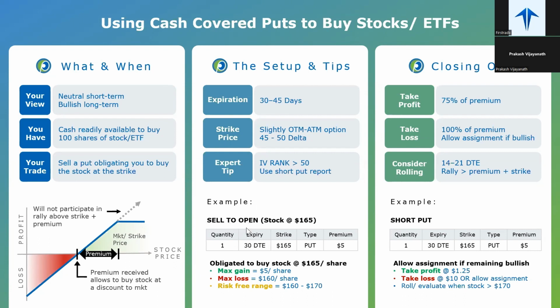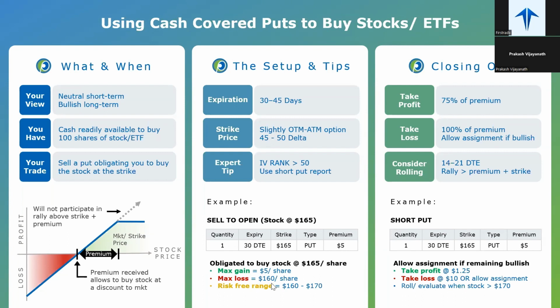So if we go through a quick example here, our same example, if the stock is at 165, we sell one put option, 30 days to expiration with a strike price of 165 and receive $5 in premium. In this case, we are obligated to purchase that stock at 165 per share. However, remember, your effective cost basis or your effective break even is actually 160 because of the $5 premium acting as a buffer. Your max gain is simply $5 a share until you get assigned, because you won't be able to earn more than the premium that you receive.